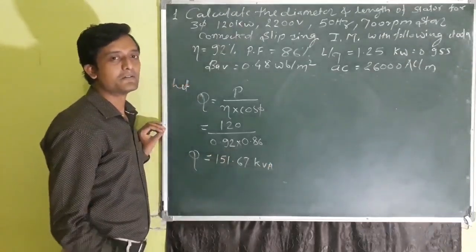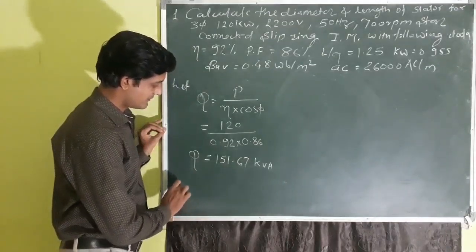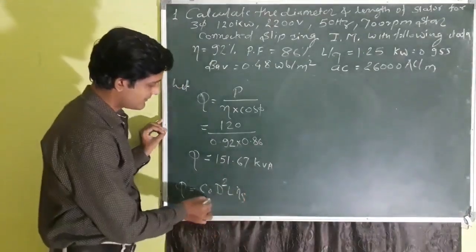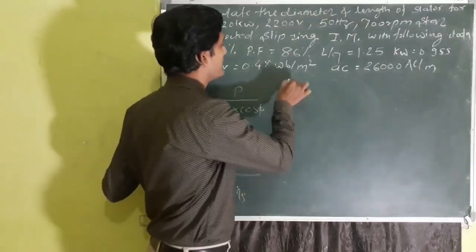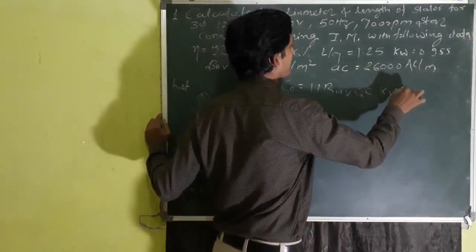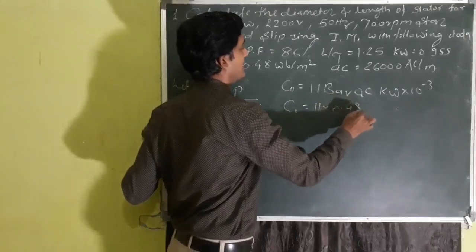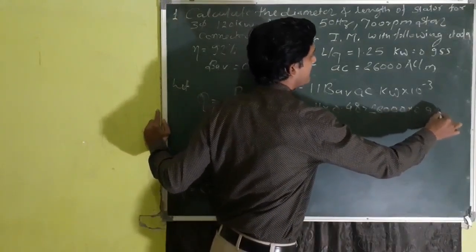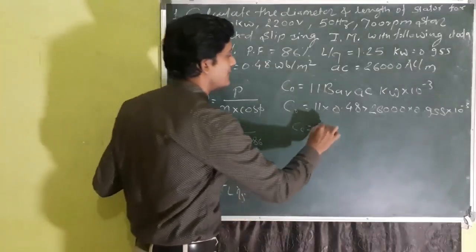Now, what will be the next step? Calculate Ns. We know that the output equation of an induction motor is Q equals C0 D square L into Ns. First we calculated Q, then we calculate C0. So C0 is equal to 11 Bav into AC into Kw into 10 raised to the power minus 3. Substituting the values, C0 is equal to 11 into 0.48 into 26,000 into 0.955 into 10 raised to the power minus 3. So C0 is equal to 131.10.